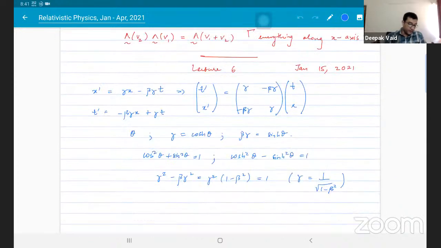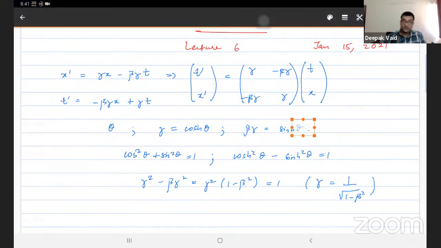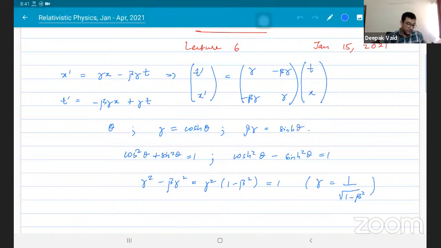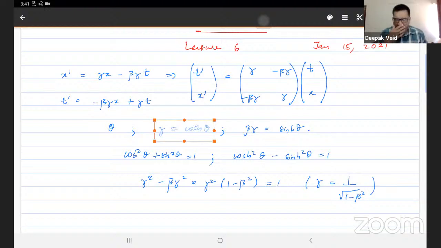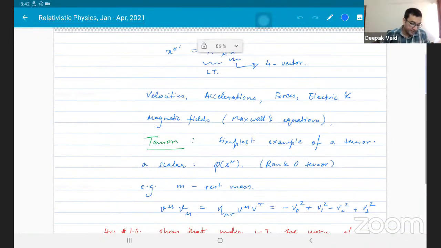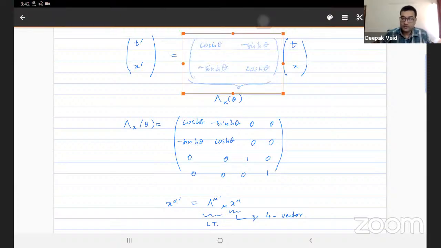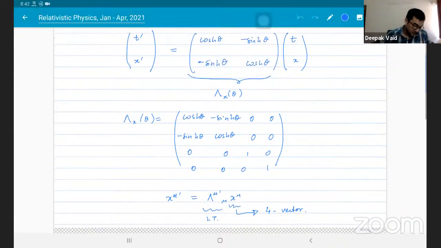Then, this is very important. You can write down your Lorentz transformation in terms of an angle. This angle is called the rapidity. And so you can write down these two quantities as hyperbolic cosine and hyperbolic sine. So the Lorentz transformation can be written as something that looks like a rotation matrix. Only thing is that it's not a regular rotation, it's a hyperbolic rotation.